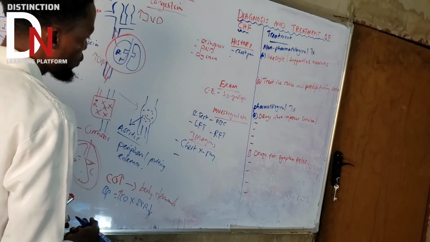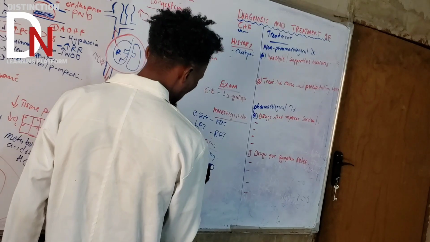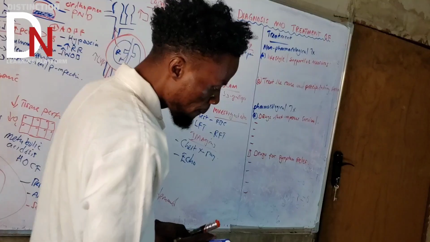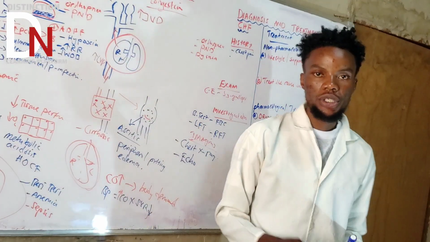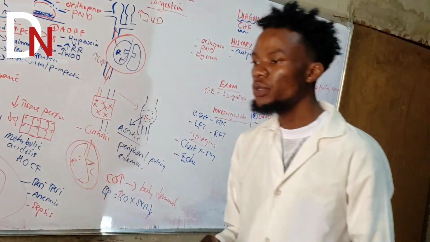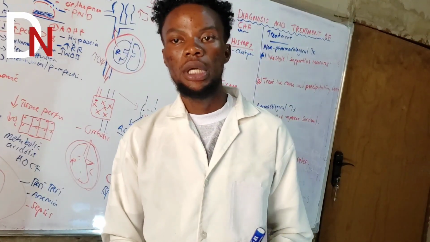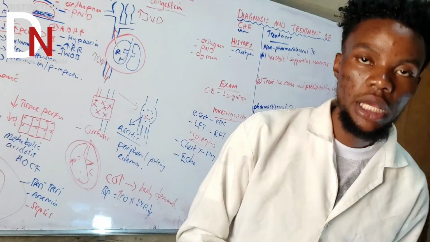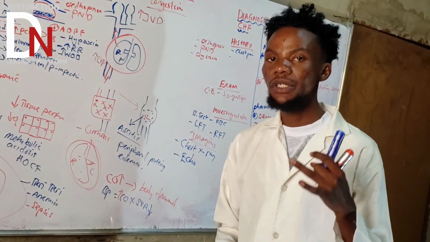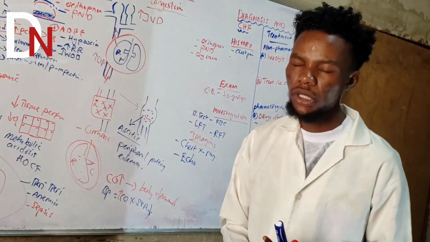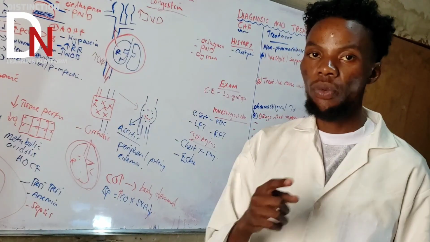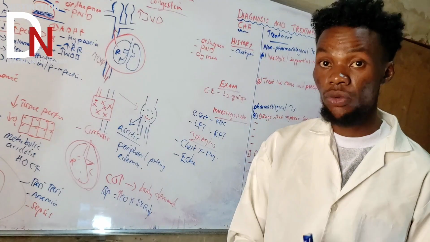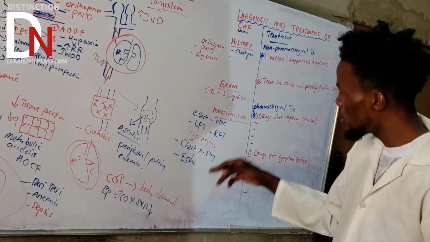What other important investigation can you do? You can also do an echocardiograph. Echo is a very, very important diagnostic procedure because it's going to tell you the ejection fraction. Remember that when we classify heart failure, there was heart failure with reduced ejection fraction, which was less than 40%, and heart failure with preserved ejection fraction. We said that was 50, but other books say greater than 40%. Echo is going to tell you that.